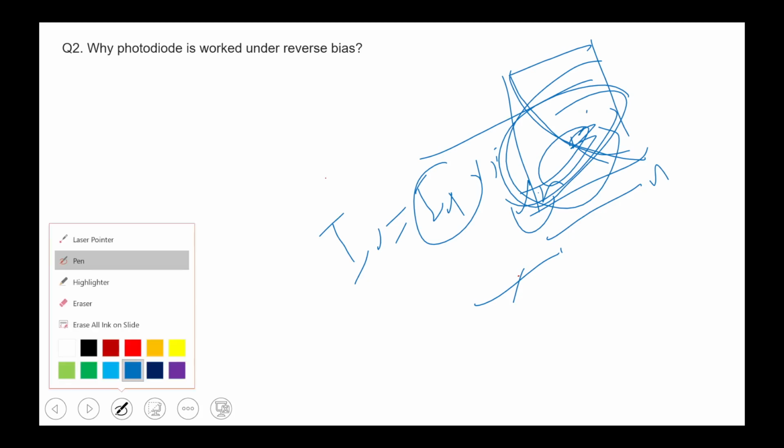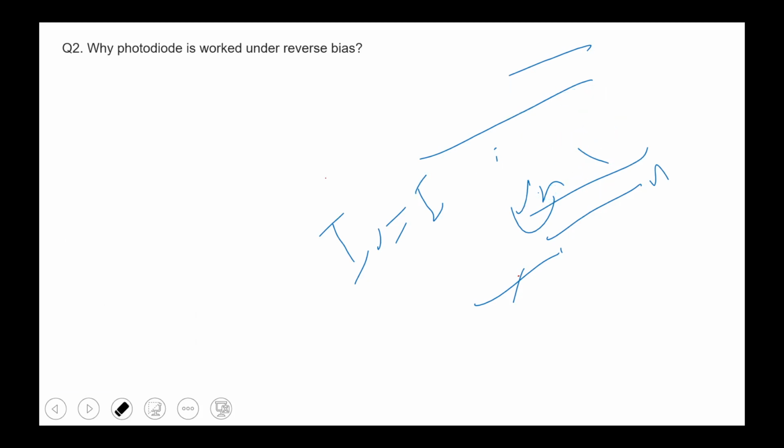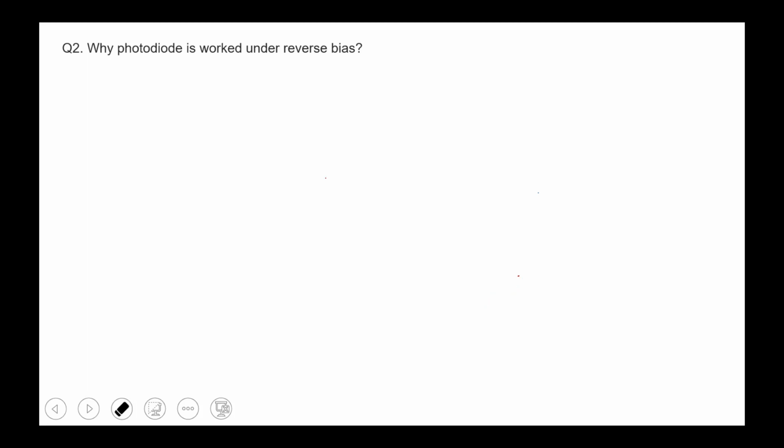What is the voltage of your mobile? For any electronic device, how much voltage does it take to operate? 4 volts, from 0 to 4. What is the cut-in voltage of silicon? Can anyone answer? Cut-in voltage of silicon or germanium? 0.7 for silicon.